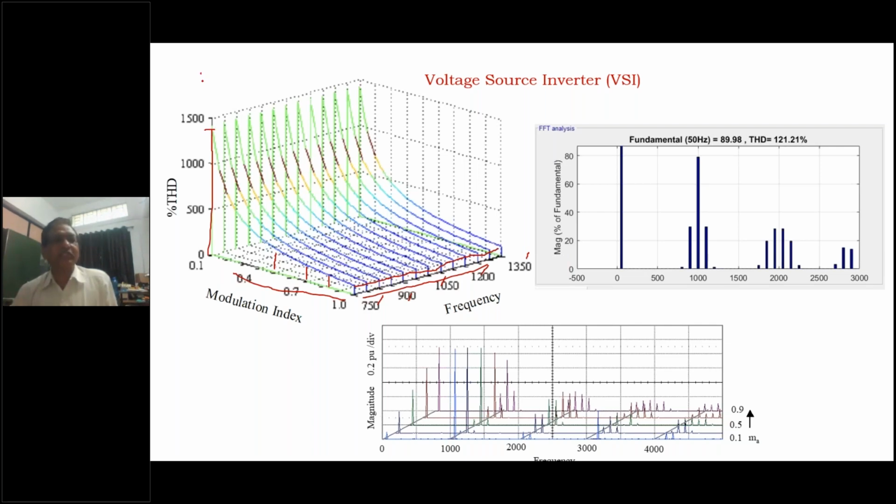It is about 1400%. And when modulating index is 1, TSD is 100%. It is increasing. How much TSD should it be?